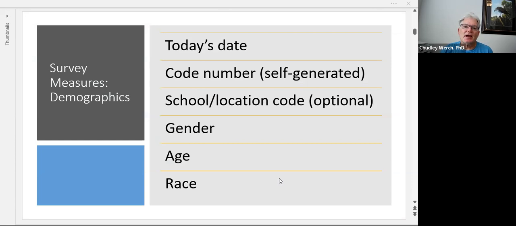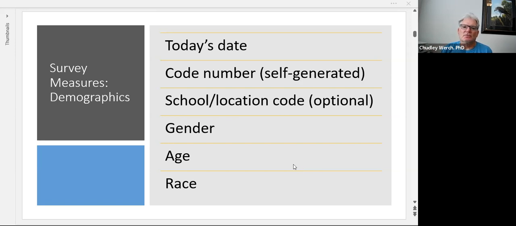What are the exact measures, the specific measures on the risk and protective factor pre-post survey, or immediate pre-post survey? These are the demographic measures. You can see those. By the way, school and location would let you look at specific locations or schools or instructors if you want to look at data at that level. Code number if you want to match up pre and post. Again, you don't have to do that.